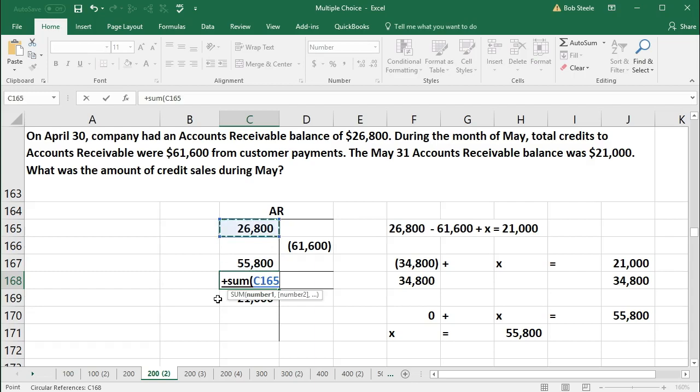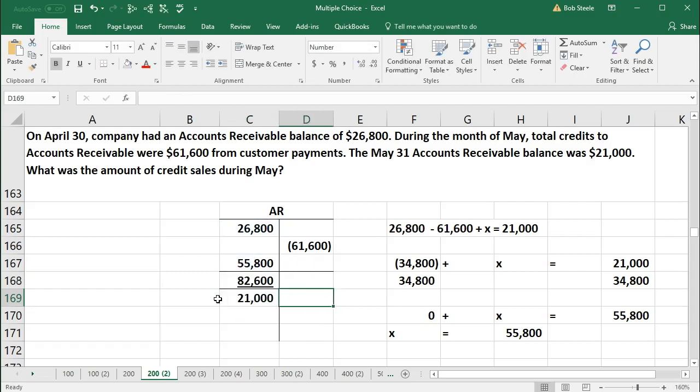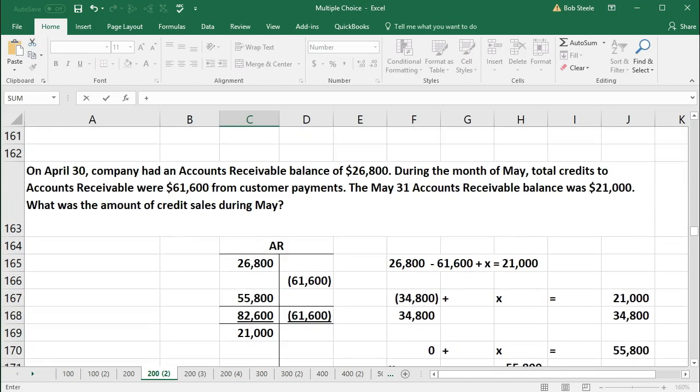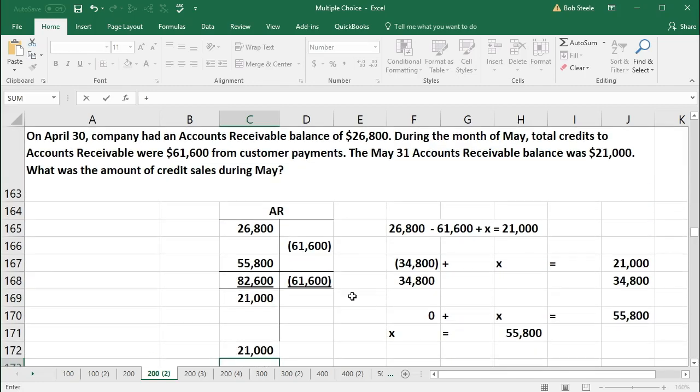Let's do that one more time, giving us 82,600, and obviously the credit is just this number. So if we subtract that out, then the debits minus the credits will equal our 21,000, which is what we were looking for.